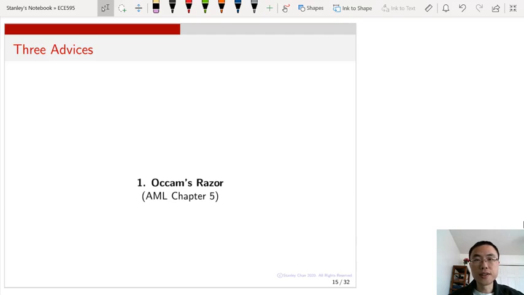Let us talk about the second half of this lecture. Here I want to talk about 3 pieces of advice when you are building your machine learning model. The first piece of advice is called Occam's razor.